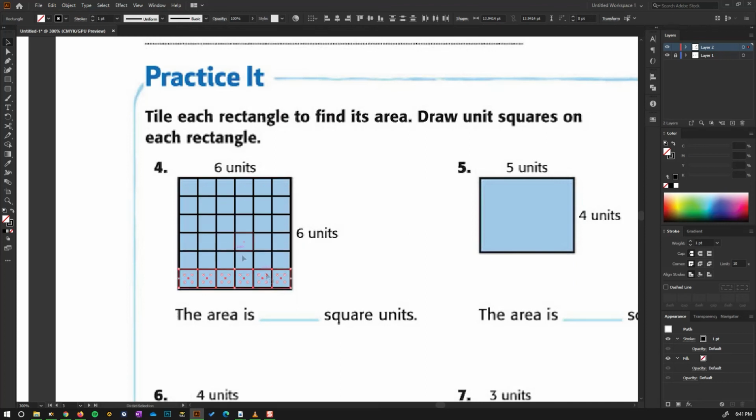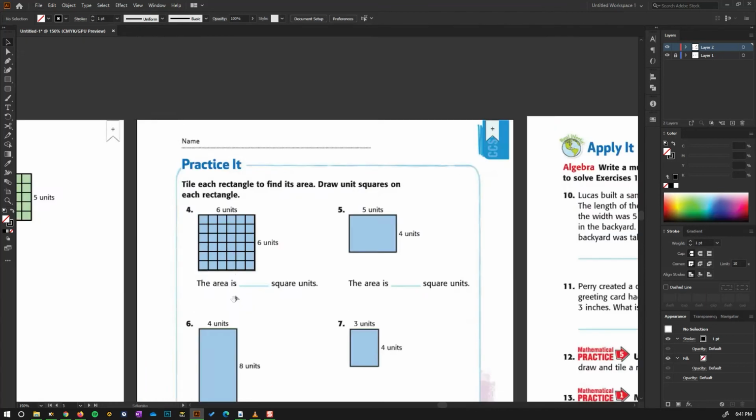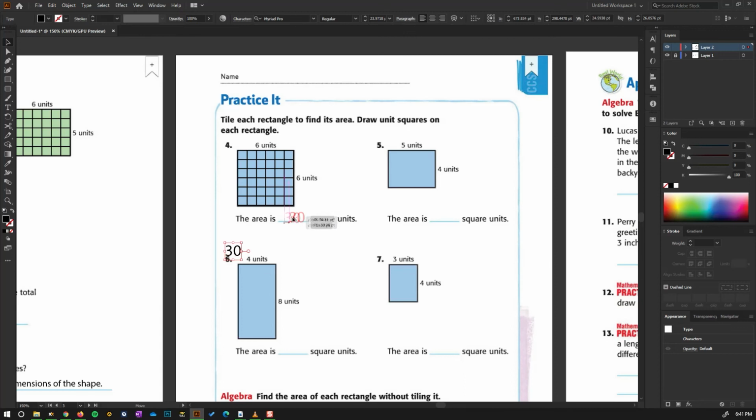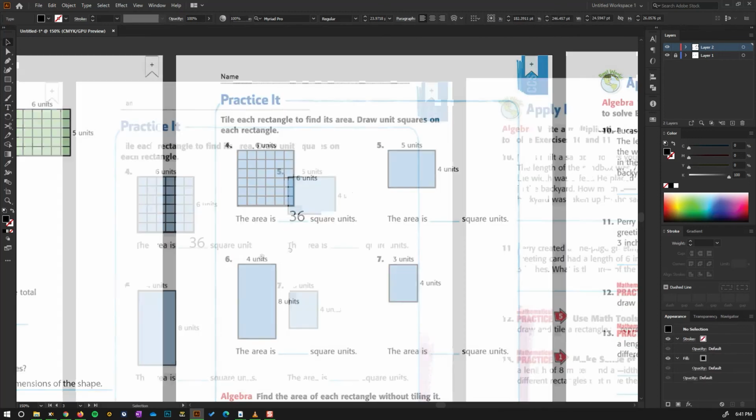3, 4, 5, 6. Alright, so our array is 6 by 6. 1, 2, 3, 4, all the way up to 36. The result of 6 times 6. So the area is 36 square units.